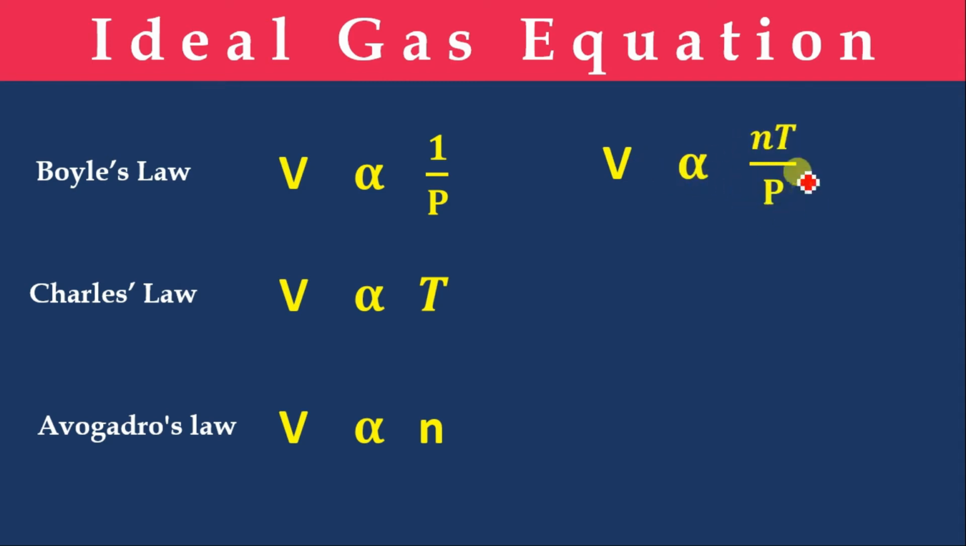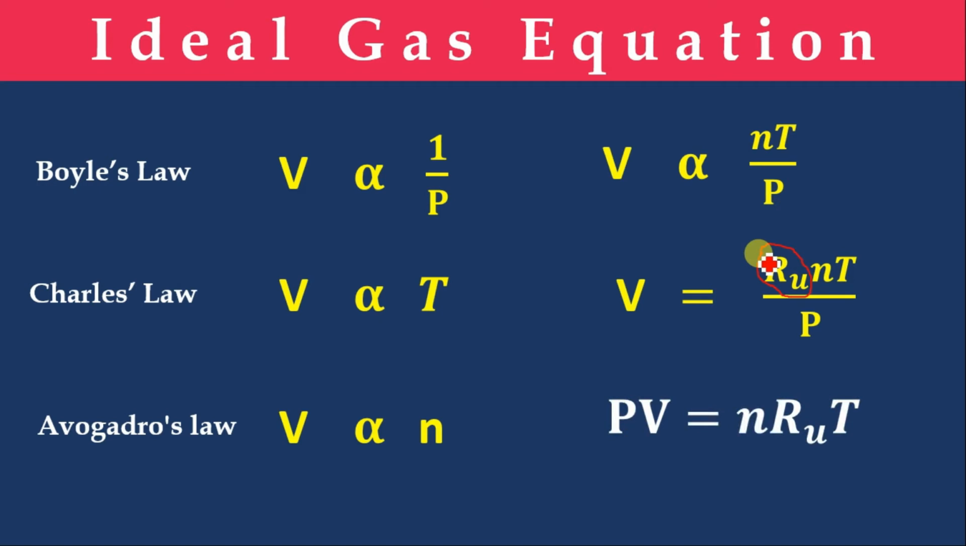inversely proportional to P. This equation can be written as V is equal to a constant, that is Ru, the universal gas constant, N T divided by P. Again this equation is written as PV is equal to N Ru T. This is our final equation. Ru is equal to 8.314 kilojoule per kg mole Kelvin, that is the universal gas constant.